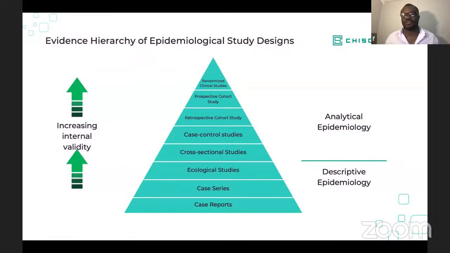And we call them analytical or comparative studies because in these studies, we have groups we're comparing, like an exposed versus non-exposed, or a case versus a control, or a treated versus an untreated group. So because we're comparing 2 groups explicitly, that's why we call them comparative or analytical.